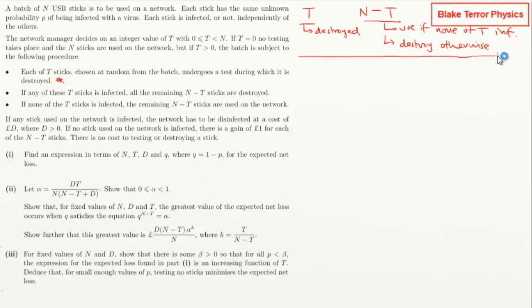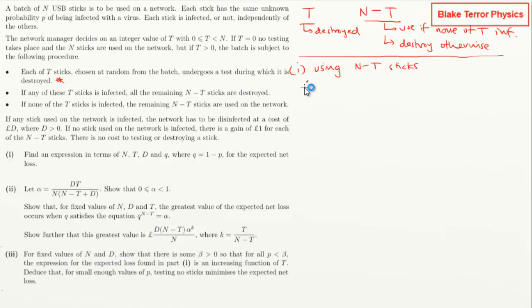Okay, so that's just to unravel the question. Right, so part 1: find an expression in terms of N, T, D and Q, where Q is 1 minus P, for the expected net loss. So we're going to have a gain, but it depends if we've got any infection or not, doesn't it? We're using N minus T sticks.